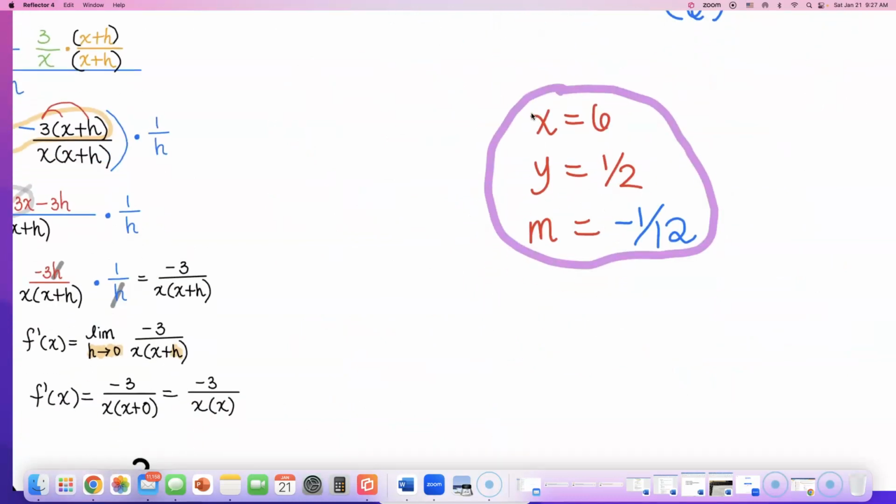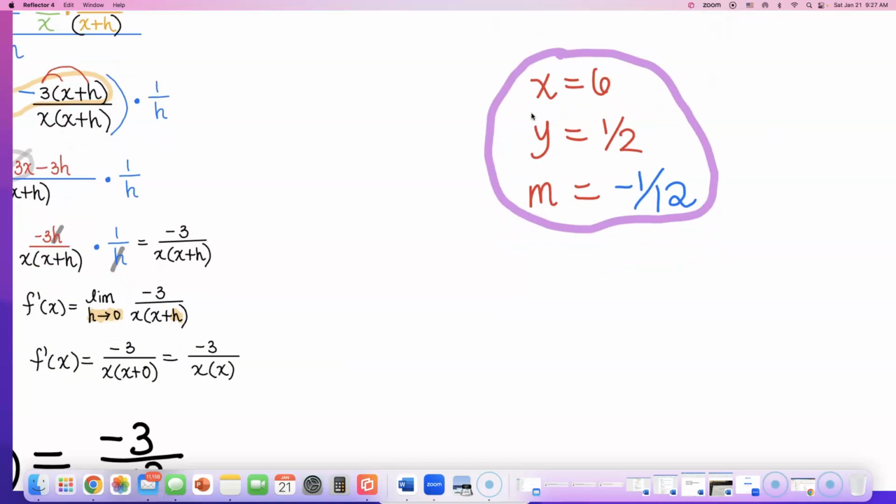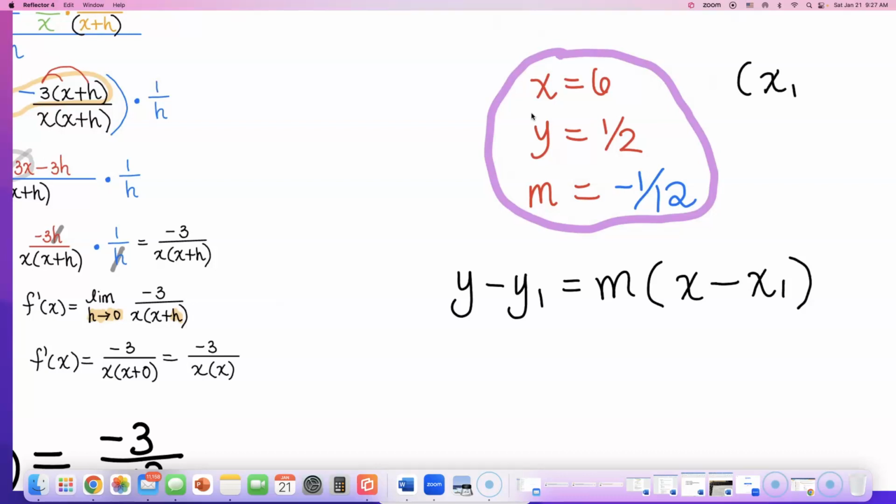You learn in pre-calculus class that the point slope form of a linear function is y minus y1 equals m times x minus x1. In this equation, x1 and y1 stand for a point, and we have that. So this x1 is 6 and y1 is half, because we have an ordered pair at 6 comma half, right?